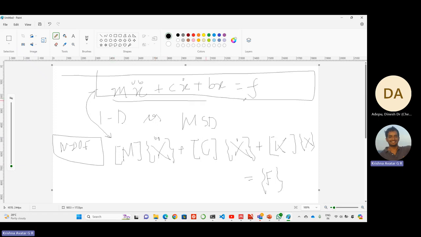As of now, you cannot use all the properties here, but since M and K are symmetric, we'll use the Rayleigh damping approach to approximate our damping matrix. Then even the C will be symmetric.